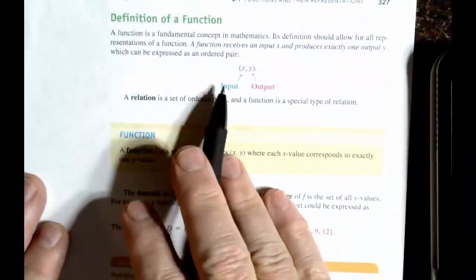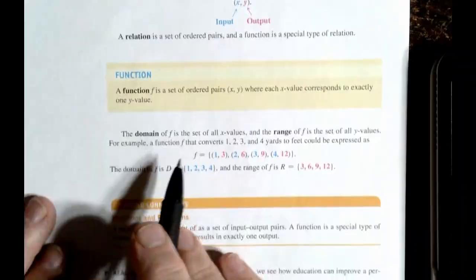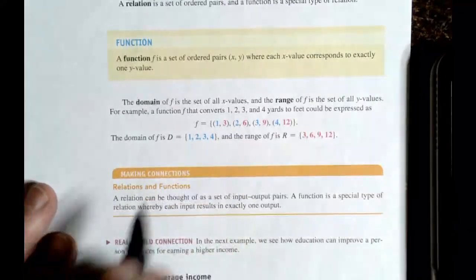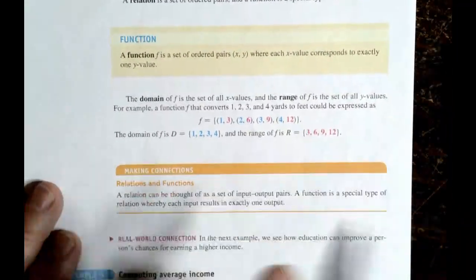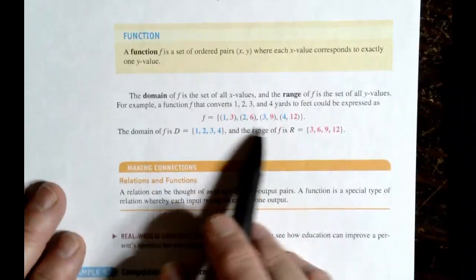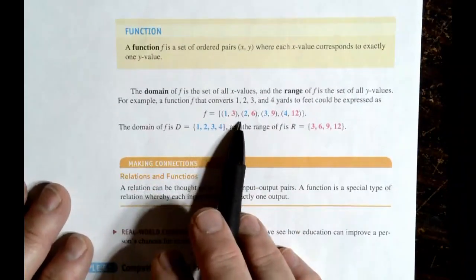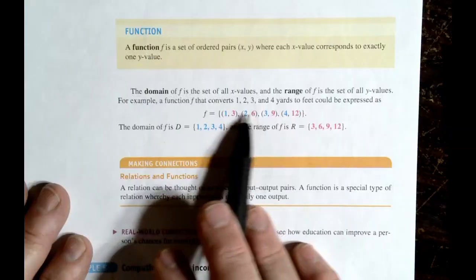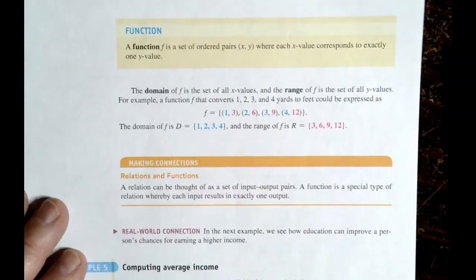So again, you got an input and you got an output, and all of your inputs are your domain, all of your outputs are the range. So if they give you a set of values for a function, you can just look at the x values and that's your domain, look at the y values and that's your range.